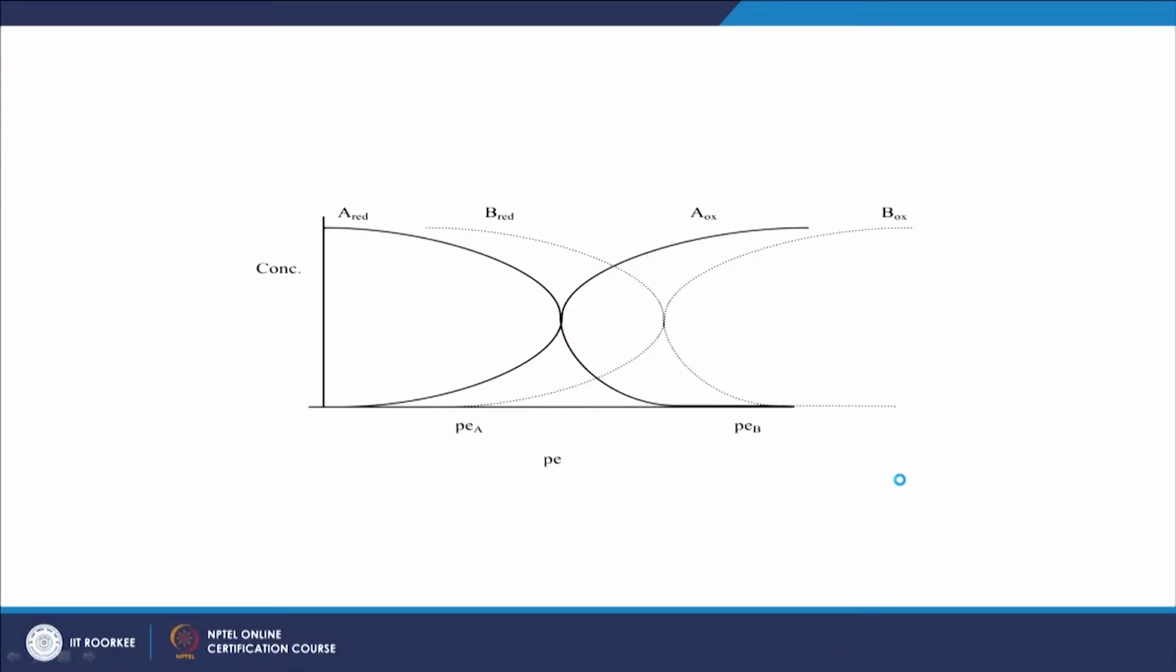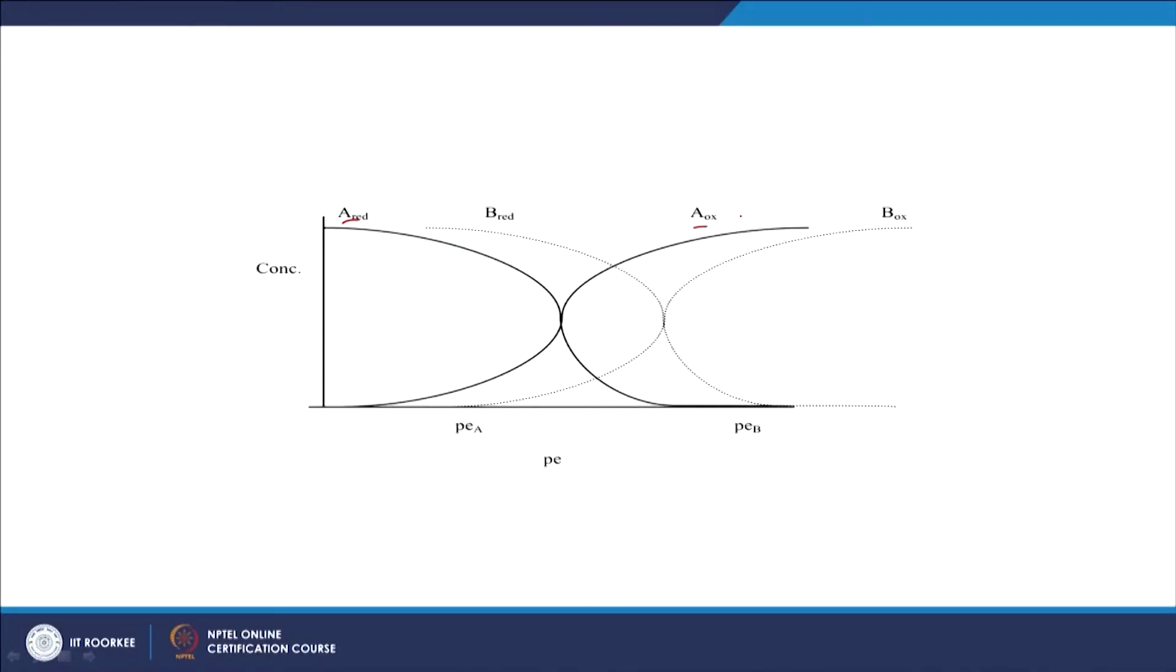So, in this context also, let us try to look at one particular graph that I have. Let us try to understand the system here. Similar to the example that we had, we have two redox couples: A reduced and A oxidized, and also B reduced and B oxidized. So, let us just write that down here.